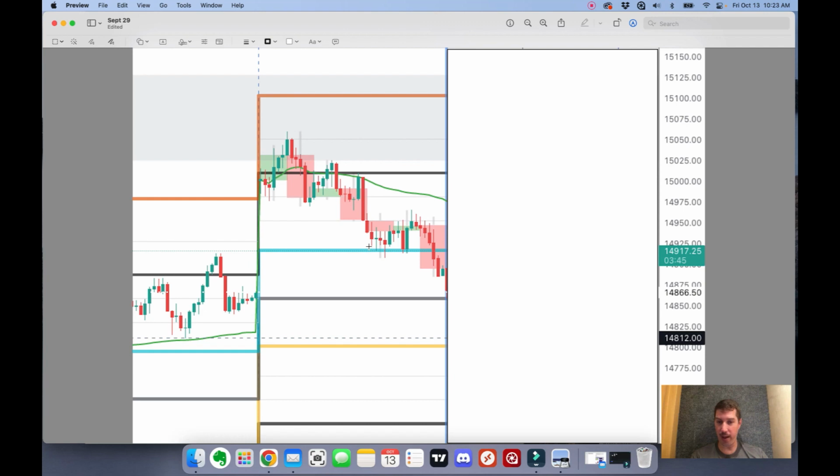Then you can see for about an hour it ends up consolidating underneath this fib, and it could not clear on a 5-minute. So that's telling me it's even weaker, and so I might try for another short and get in right here. And what does it end up doing? Comes all the way down and almost fills the gap just in the morning session.